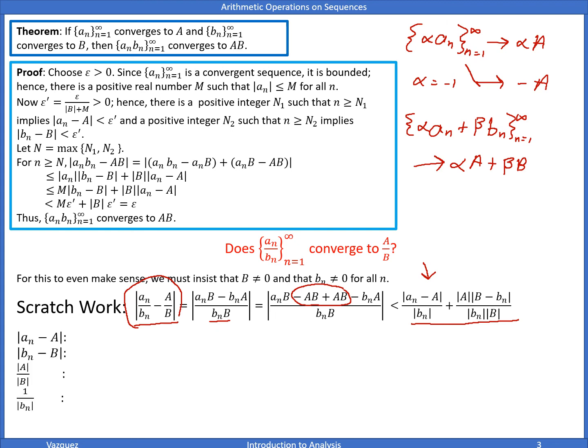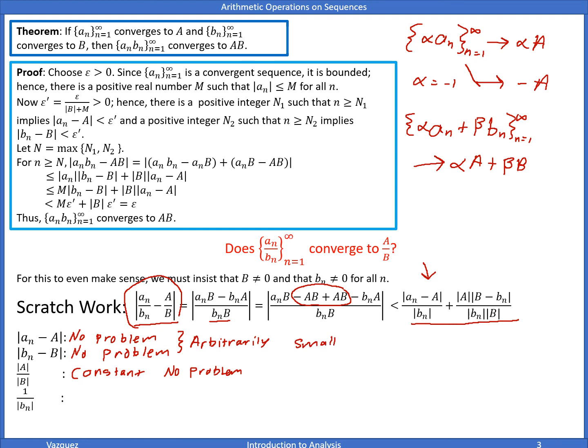Well, let's take a look again. Again, a_n minus a, no problem, right? Why? Because they converge. So a_n minus a and b_n minus b both converge, so we can make them arbitrarily small, so they pose no problem. A over b, what is that? That is a constant, right? So again, no problem. Over here, I'm going to write for these two the reasoning. We can make them arbitrarily small.